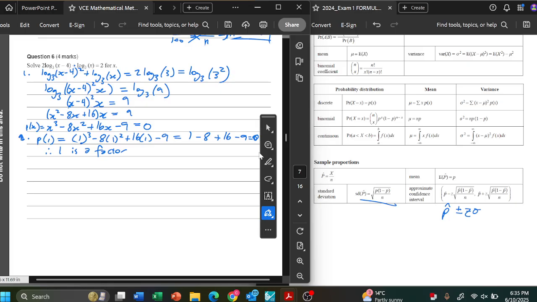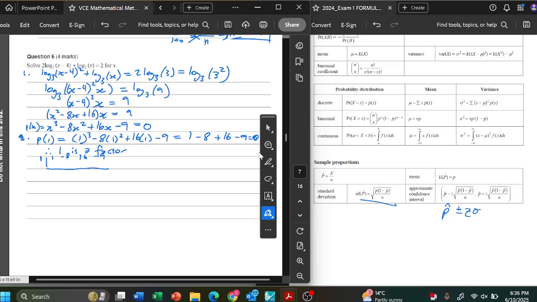So we found a factor. We can now use synthetic division to factorize this and write it as a linear factor times a quadratic factor. So let's do that. For our synthetic division method, we put the factor outside of this little shape here, and then we write in the coefficients of each of these terms in descending order. So it's 1, -8, 16, -9.